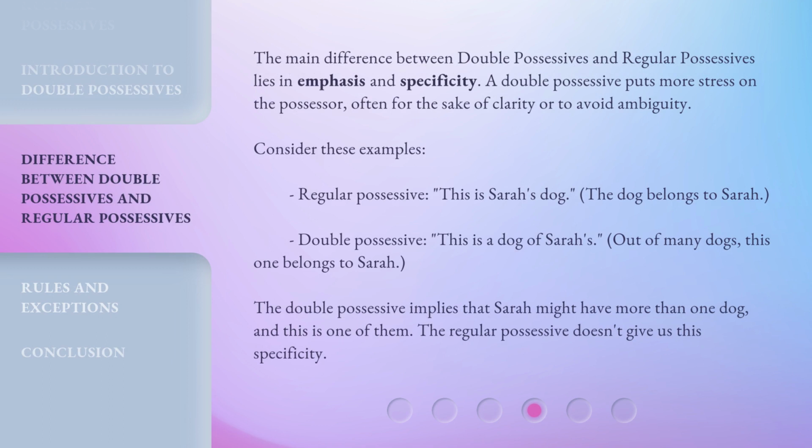The main difference between double possessives and regular possessives lies in emphasis and specificity. A double possessive puts more stress on the possessor, often for the sake of clarity or to avoid ambiguity.